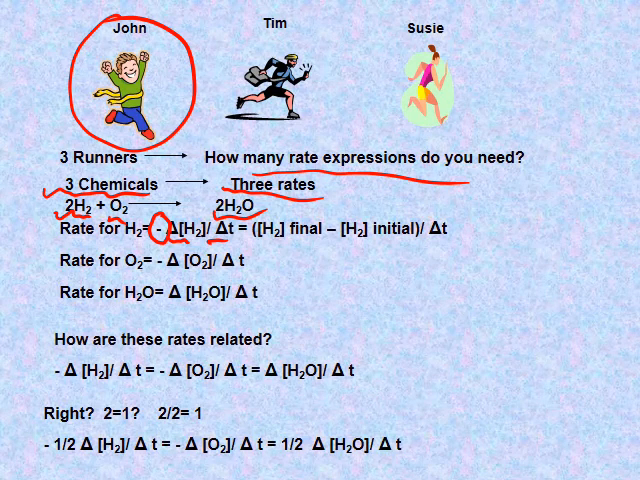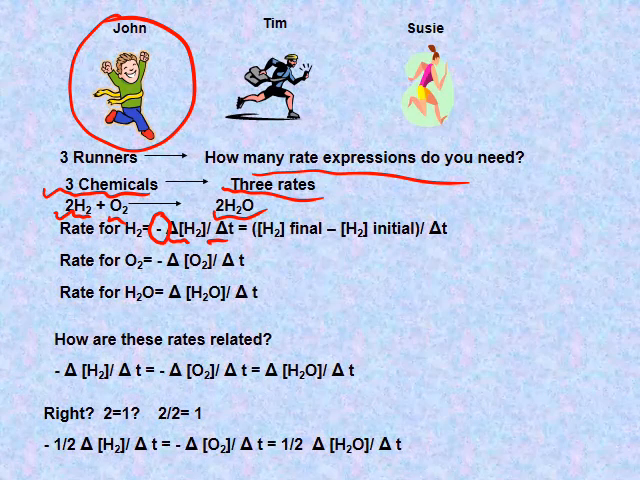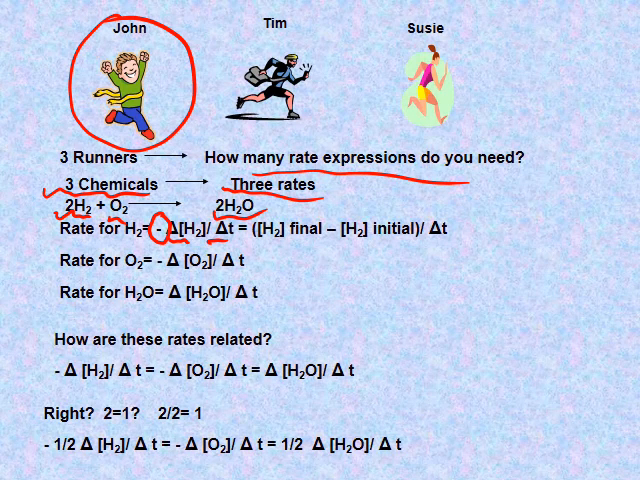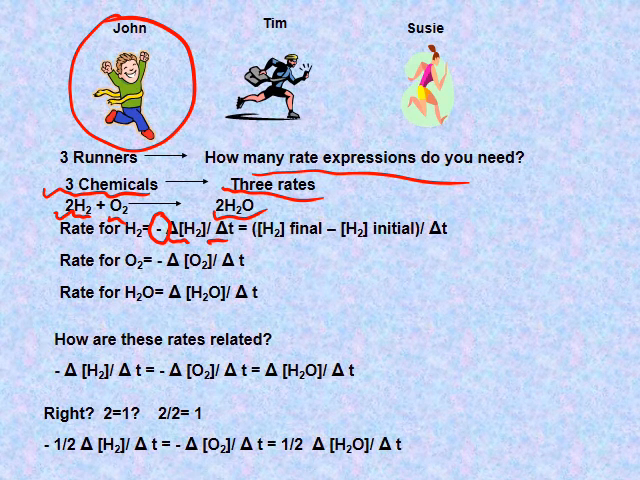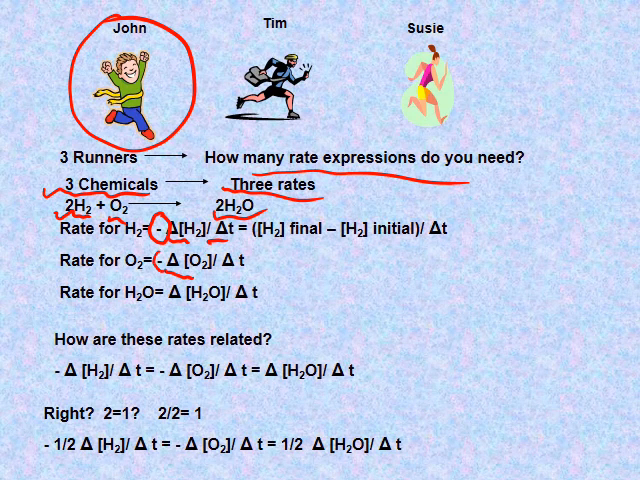Let's think that you started with 5 moles of hydrogen, and after 2 minutes you have only 3 moles left. So it would be 3 minus 5, that's minus 2. Keep that in mind. Both in the case of hydrogen and oxygen, the concentration is going to decrease. That's why there's a negative sign.